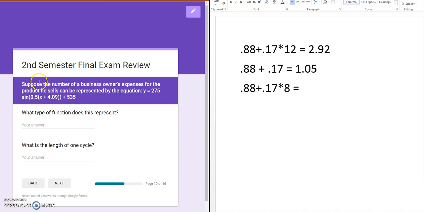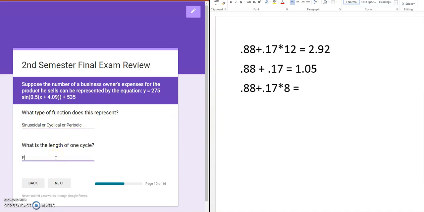Moving on here, we said suppose the number of a business owner's expenses for a product he sells can be represented by the equation y equals 275 sine 0.5 times the quantity x plus 4.09 plus 535. Well, this type of function is a sinusoidal function, or cyclical or periodic function.